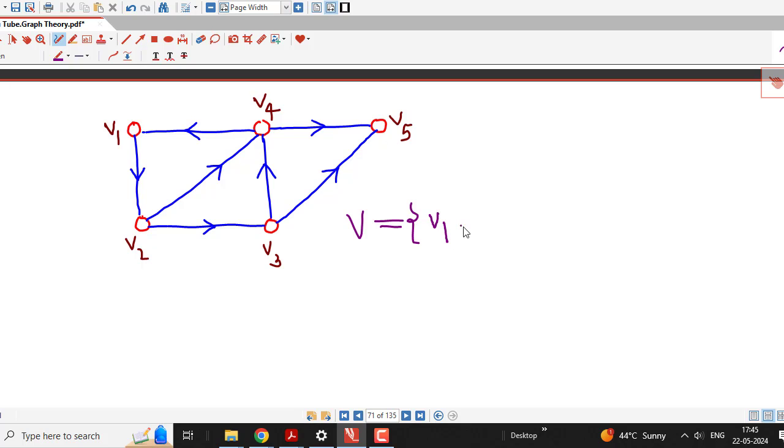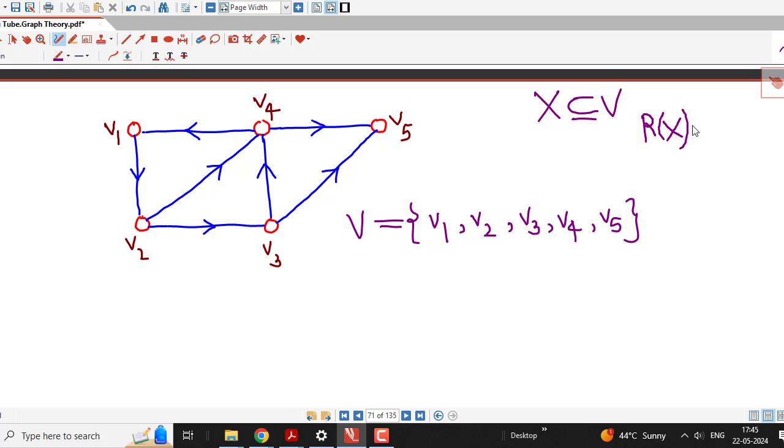Here we are having 5 vertices which are denoted by V1, V2, V3, V4 and V5. Now node base is the subset capital X of V such that reachable set of X is equal to V and there is no proper subset of X which satisfies this property. So whenever they ask to find out the node base in a directed graph, then first we should try to find out reachable set of every vertex.